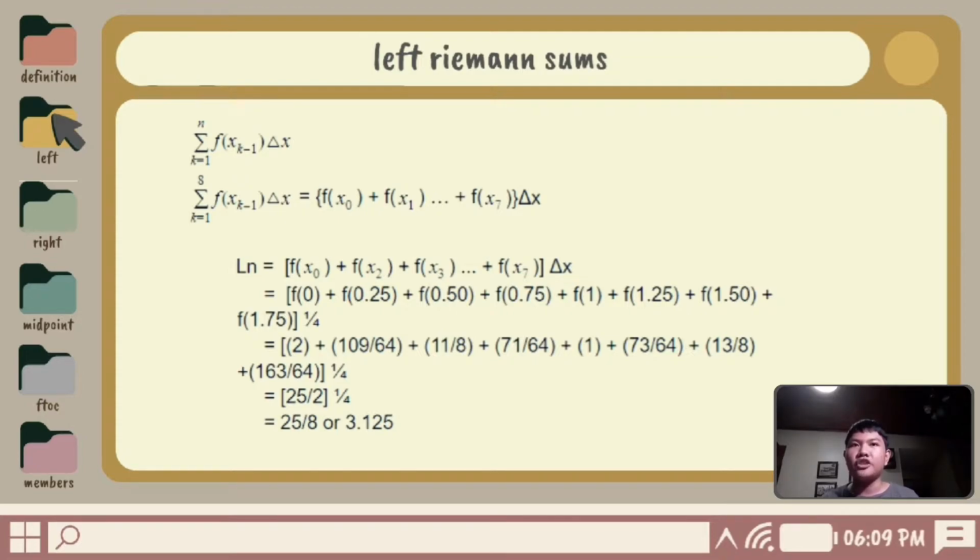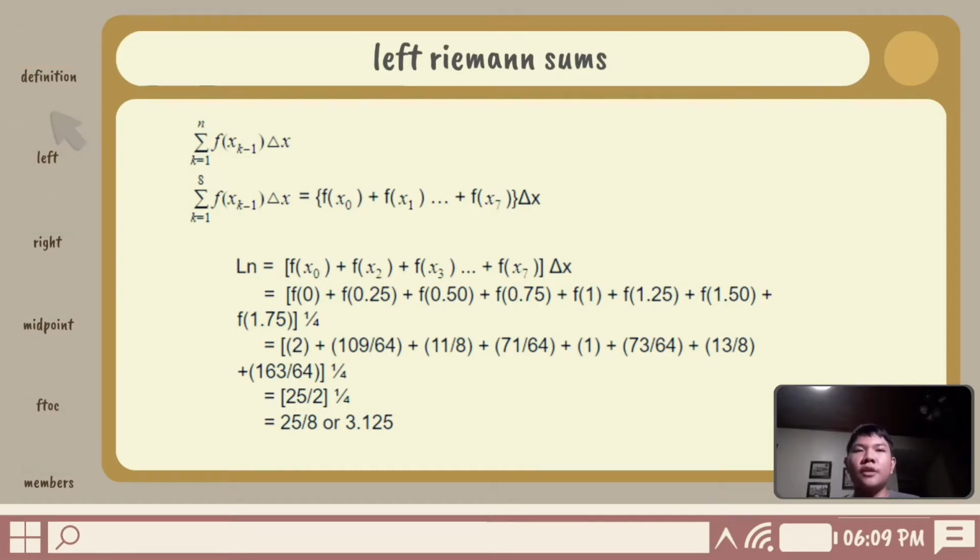So in the next step, it shall be converted into the sum of 2 plus 109 over 64 plus 11 over 8 plus 71 over 64 plus 1 plus 73 over 64 plus 13 over 8 plus 163 over 64, all to the power of 1/4. So after the sum, this leaves us with half of 25 to the power of 1/4. So the final answer of this will be 25 over 8 or 3.125.